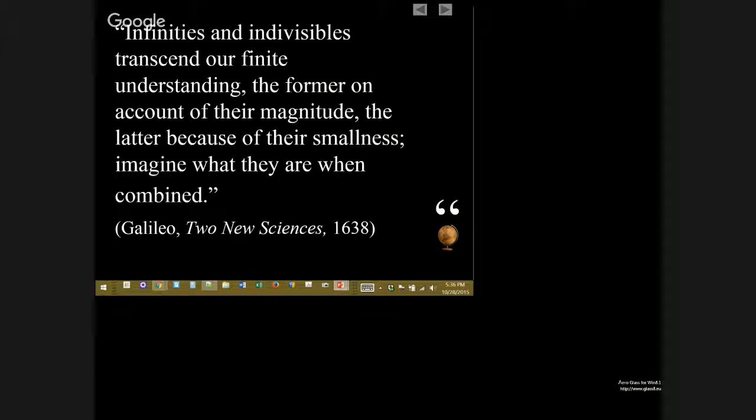Yep. All right. So infinities and indivisibles transcend our finite understanding. The former, infinity, those are the large kind of infinity on account of their magnitude. The latter, the indivisibles, the tiny infinities, because of their smallness. Imagine what they are when combined. Of course, that was Galileo. So that's kind of the idea behind the two infinities: infinite largeness, infinite tininess.